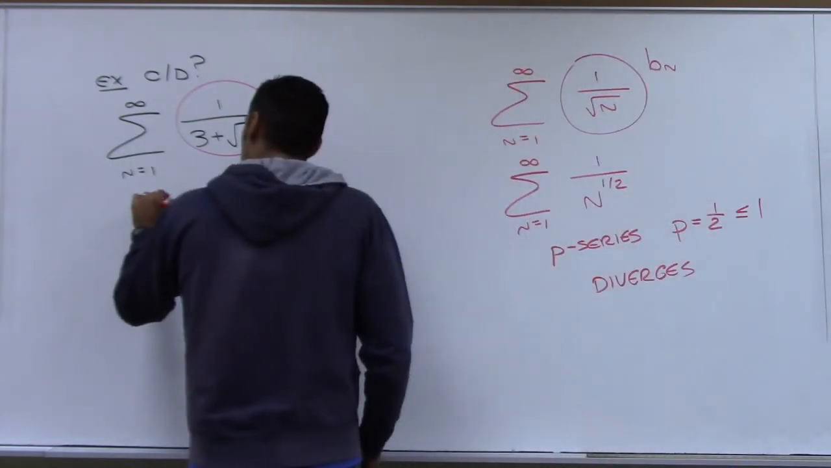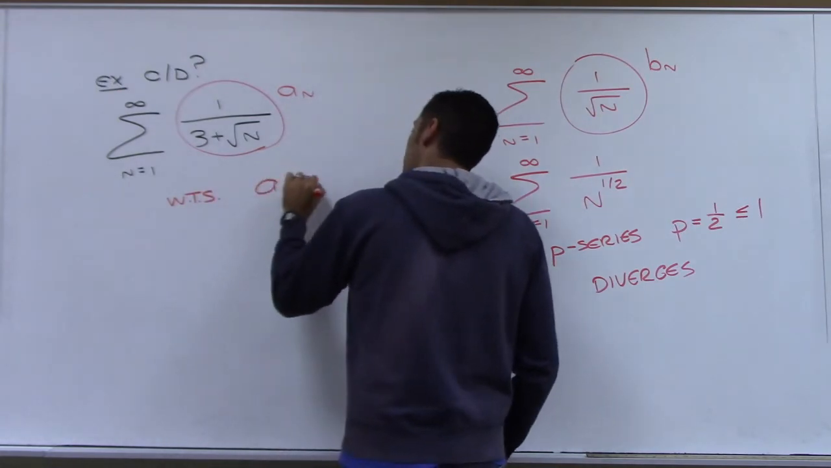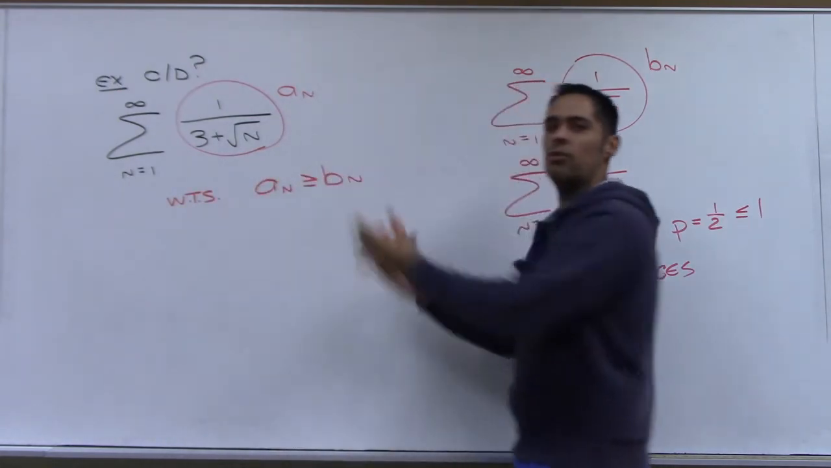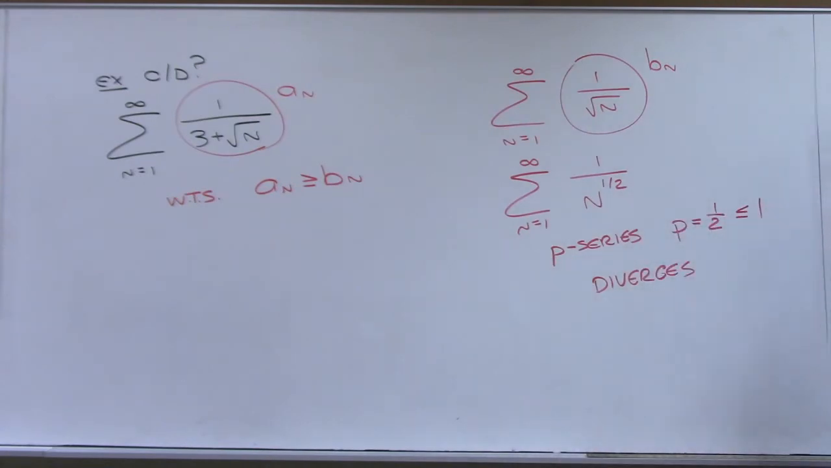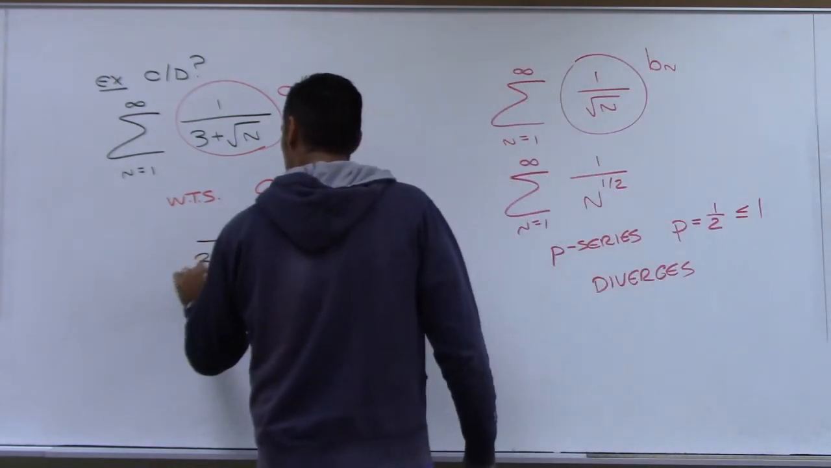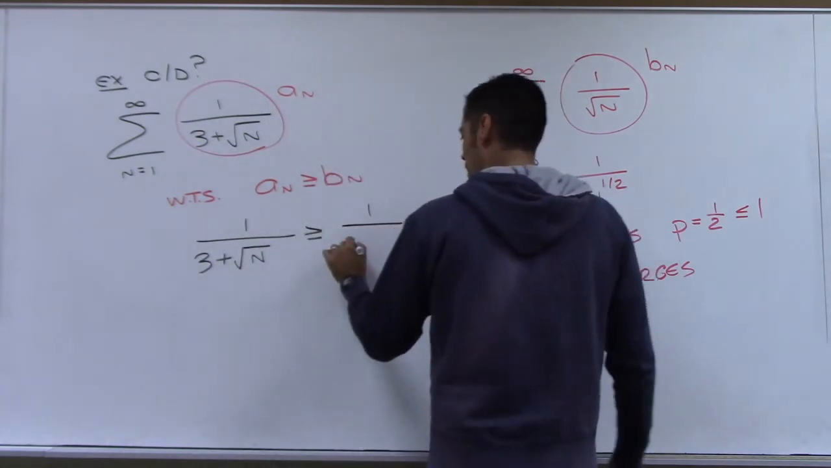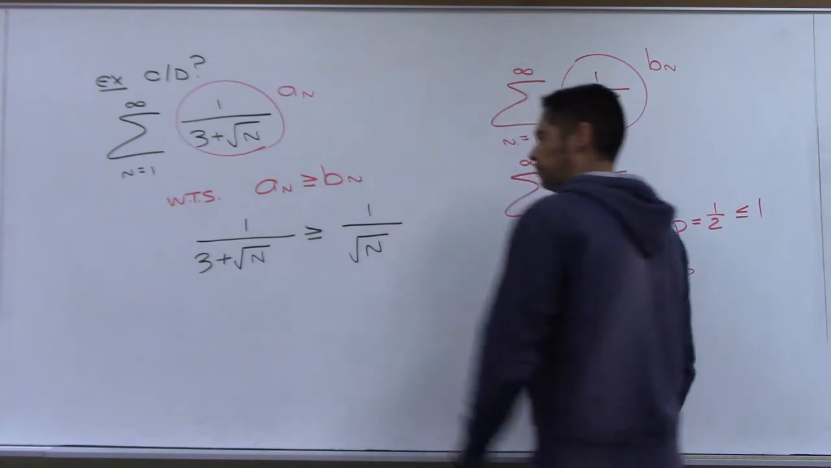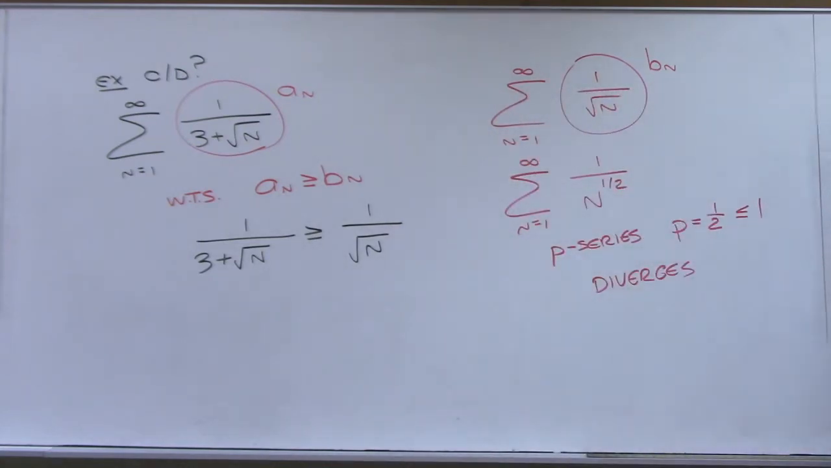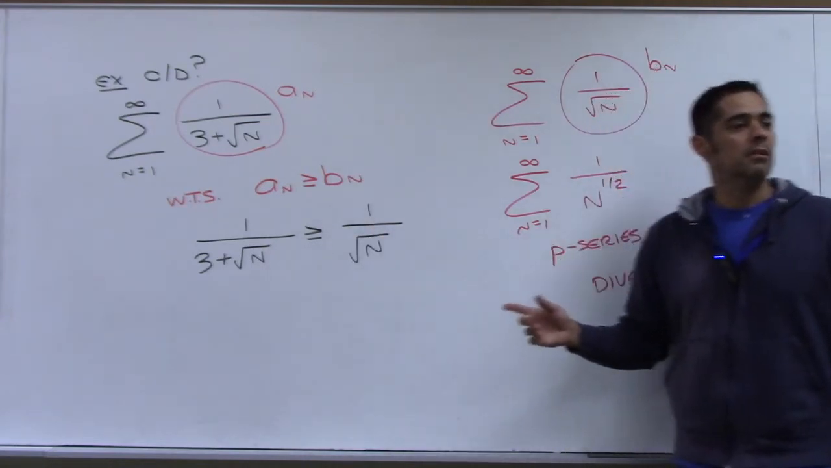And so what is it that I want to show? I want to show A sub n is greater than or equal to B sub n eventually. As n gets big, that inequality will hold. So I want to show that 1 over 3 plus root n is greater than or equal to 1 over root n. That's what I want. Because this is divergent, I have to show that inequality as opposed to the other one. Questions?